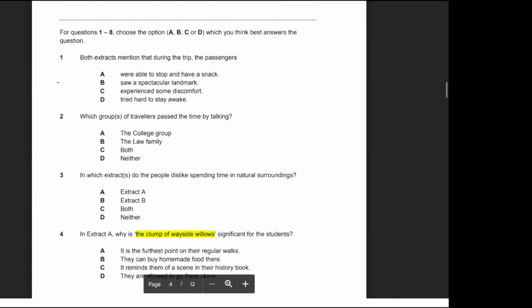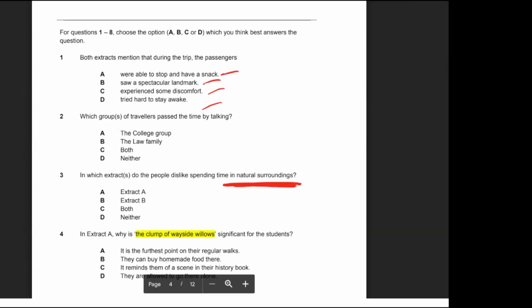Over here, it says, in which extract do people dislike spending time in natural surroundings? So if I've gone through it and talked about things like nature or the views that they see, then it should be much quicker for me to jump back into the text and see, okay, which part is talking about natural surroundings. Likewise, if I'm going through the different options in this question, in both extracts, the passengers, which of the following, yeah?